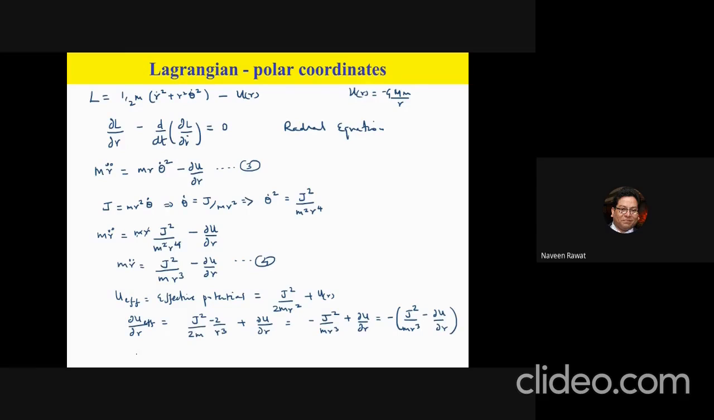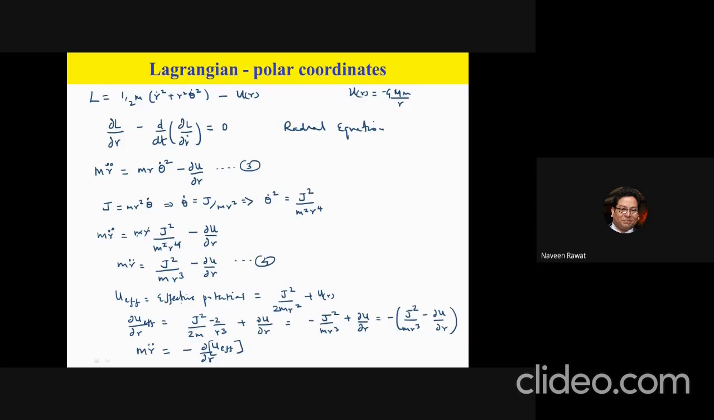Okay, that means I can write my equation 4 in this form now, that mr double dot is equal to minus du effective by dr. Okay, so you see, again you're getting force as a negative gradient of some potential function.